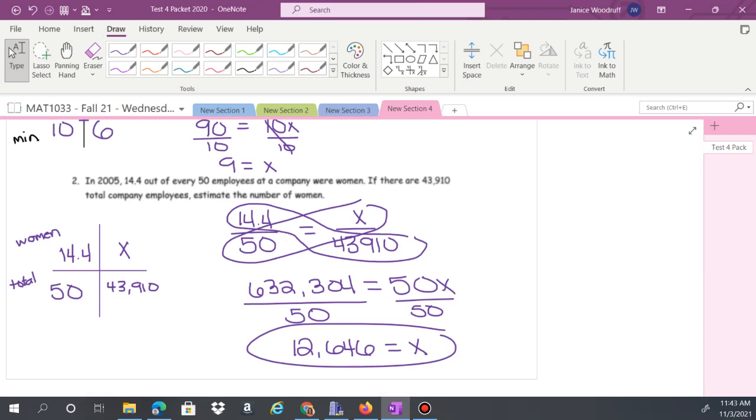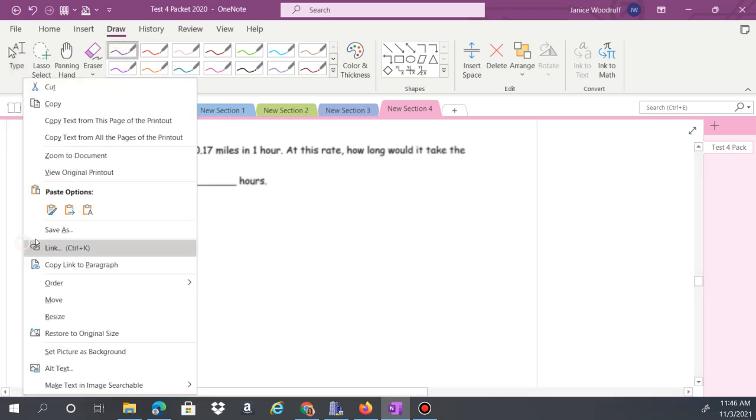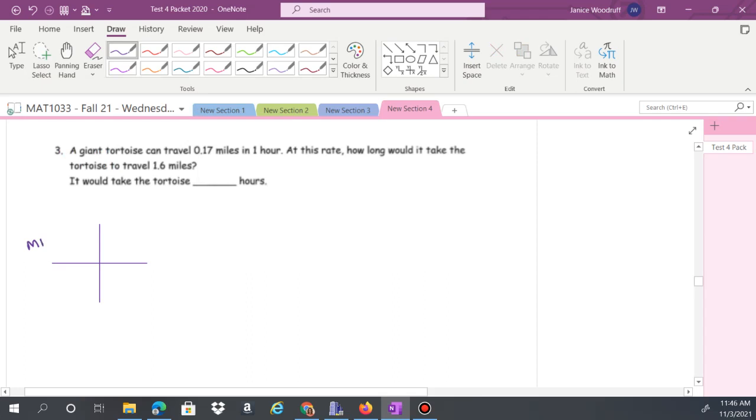Okay, so go ahead and try the next one real quick. All right, so this one's a pretty quick one. So a giant tortoise can travel 0.017 miles in 1 hour. So we would put miles in the numerator and hours in the denominator, so 0.17 in 1 hour. At this rate, how long would it take to travel 1.6 miles? So miles is in the numerator. We want to know the time here.